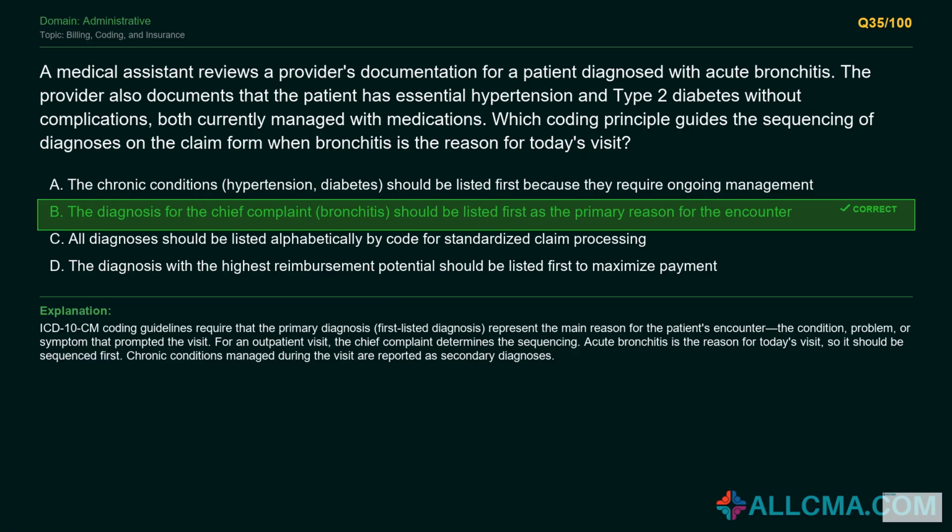The correct answer is B. ICD-10-CM coding guidelines require that the primary diagnosis, first listed diagnosis, represent the main reason for the patient's encounter, the condition, problem, or symptom that prompted the visit. For an outpatient visit, the chief complaint determines the sequencing. Acute bronchitis is the reason for today's visit, so it should be sequenced first. Chronic conditions managed during the visit are reported as secondary diagnoses.